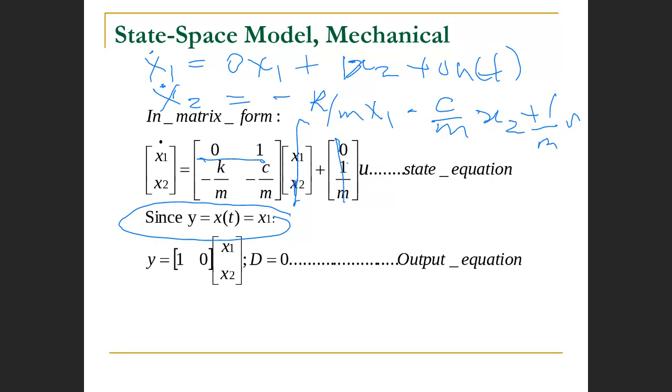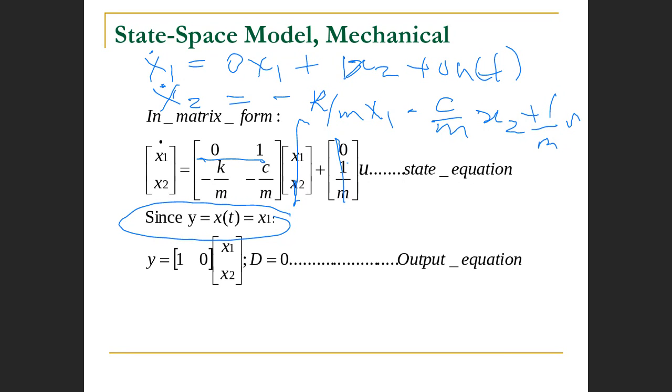Now we have to always express these equations in terms of state variables and input. So the usual question is, is x of t a state variable or an input function? The answer is x of t is a state variable. It is in fact x1. So we can therefore express y is equal to x1.